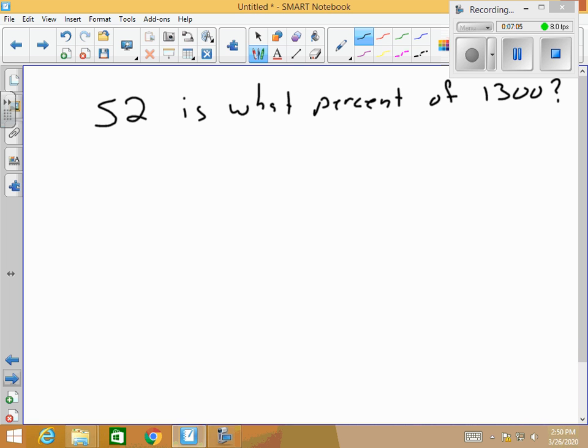All right. Well, here again, this was our problem last time because it shells out an answer that's not exactly our answer. In this case, it actually works out fairly nice. Here's my amount, so 52 over my base of 1300 is equal to my percent number over 100. Well, my percent number is the thing I don't know. So now I am solving for it. So cross products.